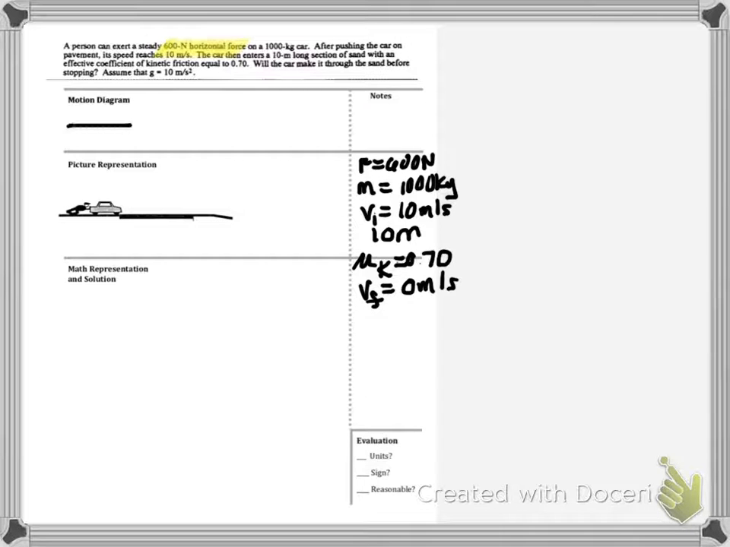So our motion diagram is the car is going to enter, and it's going to slow down to a stop. That means the acceleration has to be in the opposite direction of the velocity. This problem does give me a whole bunch of velocities, right? So what I'm going to do is say that this is the positive x-axis. He's going to start at 0.